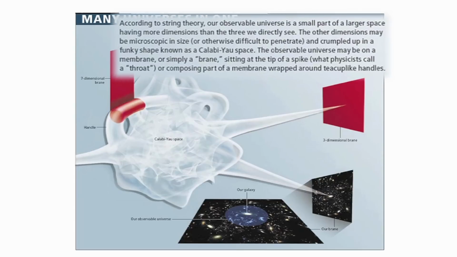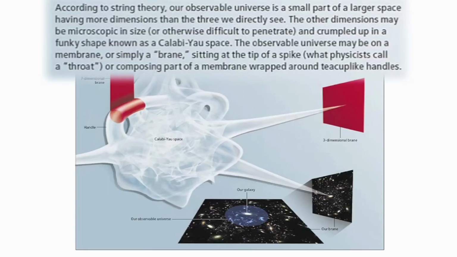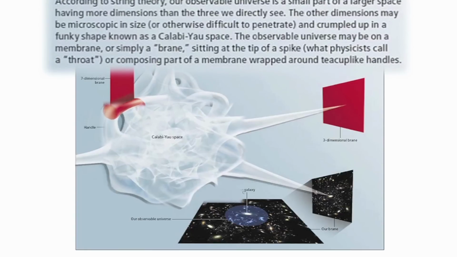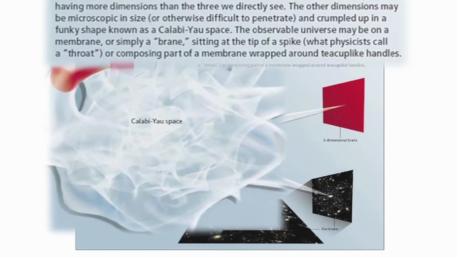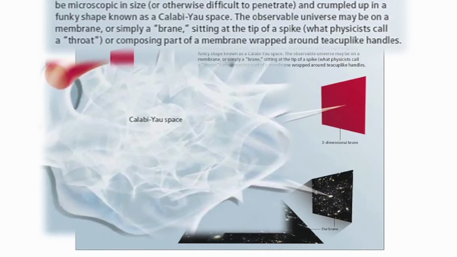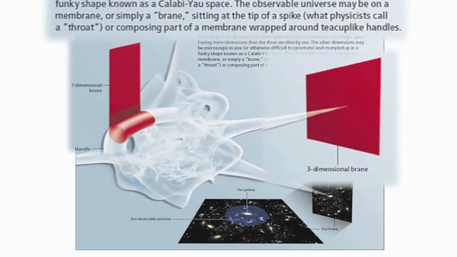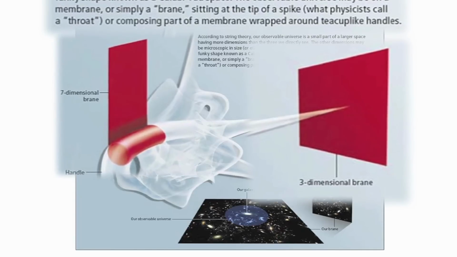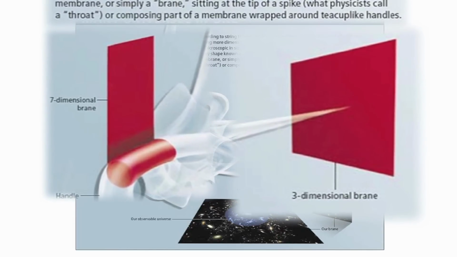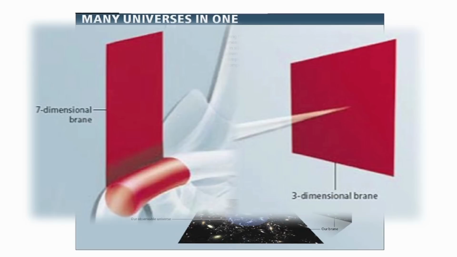The text that accompanied this graphic said this: according to string theory, our observable universe is a small part of a larger space having more dimensions than the three we directly see. The other dimensions may be microscopic in size or otherwise difficult to penetrate and crumpled up in a funky shape known as a Calabi-Yau space. The observable universe may be on a membrane, or simply a brane, sitting at the tip of a spike, what physicists call a throat, or composing part of a membrane wrapped around teacup-like handles. As you can see in this graphic, these scientists propose that our universe is constrained by branes or membranes in the third dimension and the seventh dimension.